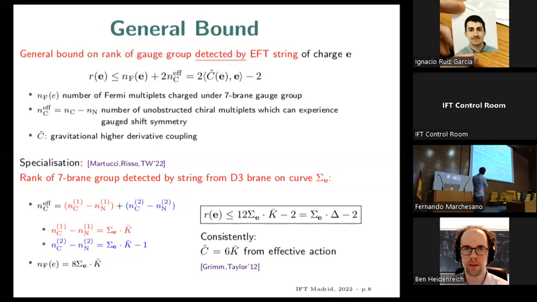The total rank of the gauge group sector that couples to the string should be smaller than or equal to 12 times the intersection number of the curve wrapped by the string with the anti-canonical class, minus 2. And that's just the overlap of the curve wrapped by the string with the totality of all seven branes, i.e. the discriminant locus. And this also is the first consistency check. This matches also the above formula, where the C tilde was this axionic coupling to the trace R squared terms. And this indeed matches precisely the number 12. Okay, so this is just applying the general bound now to F theory.